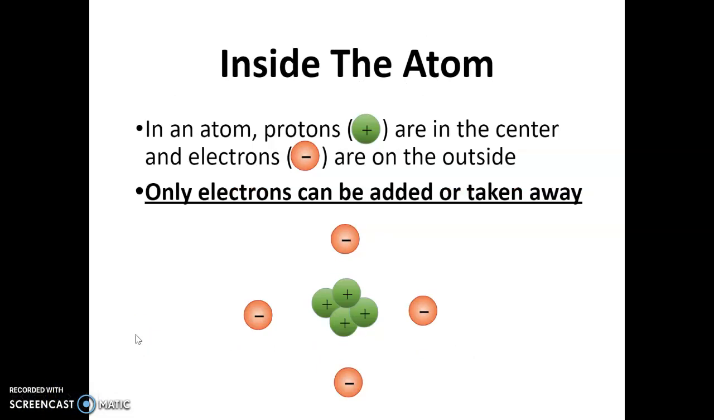So remember, protons are in the center and electrons are on the outside. Only the electrons can be added or taken away here. So we're only going to be dealing with electrons either increasing or decreasing. Remember, the protons have to remain the same because the protons determine the identity of the element. So we're not worried about the protons changing. All that's changing here are the electrons. They're either going to be added or taken away from the atom.